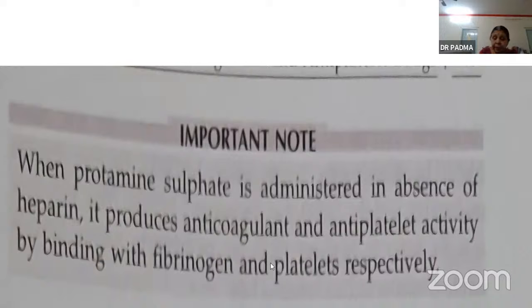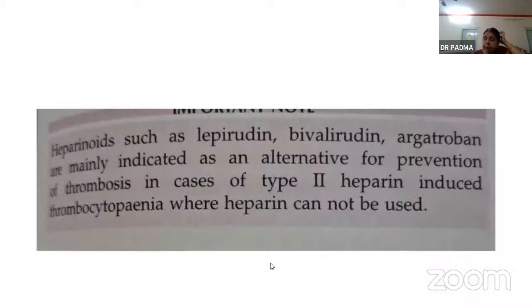when protamine is administered in the absence of heparin, it produces anticoagulant and antiplatelet effect both. So fibrinogen and platelets are also affected. So you have to be very careful whenever we use it in overdose.